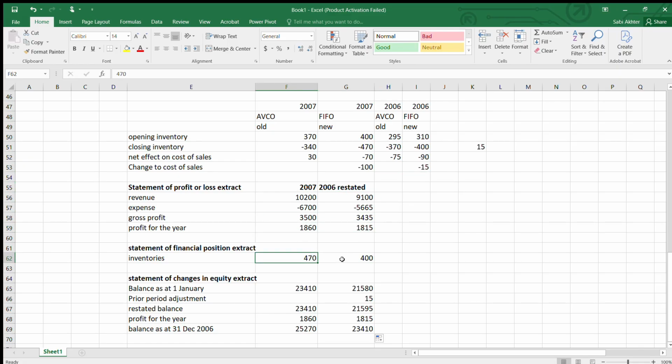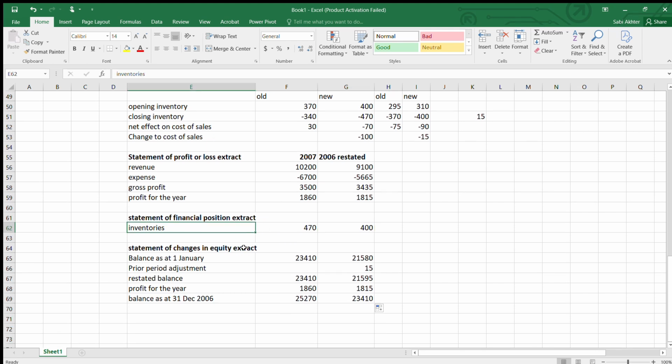And inventory, you wrote 470 and 400. That is your closing inventory under FIFO, and then 400 is your opening inventory under, once again, FIFO. Okay, because opening will be the closing for 2006. So you write closing inventories in the statement of financial position, only one line item, because of the change in accounting policies in inventory. So there's only, we write inventory.